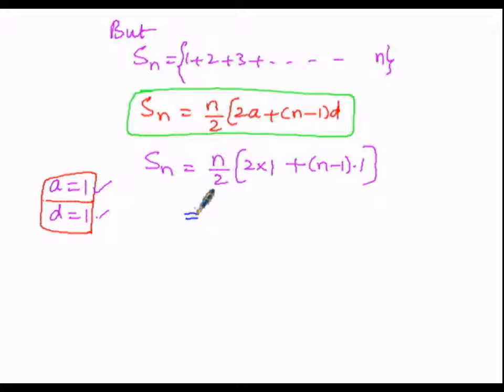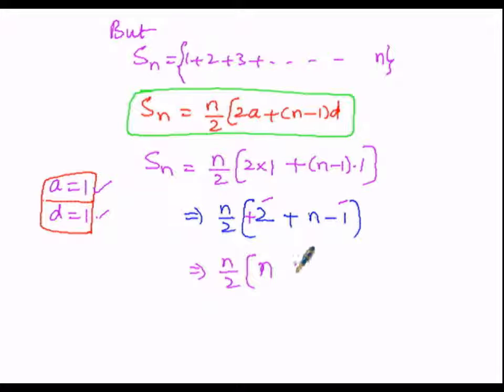That implies n by 2 into 2 ones is 2 plus n minus 1 ones is n minus 1. That implies n by 2 into n, then 2 is positive and 1 is negative, these two are like terms. Plus into minus is minus, so we subtract the lesser from the greater, 2 minus 1 is 1. Since 2 is greater than 1 and its sign is positive, we get positive. So Sn, the sum of n natural numbers, is n into n plus 1 overall divided by 2.